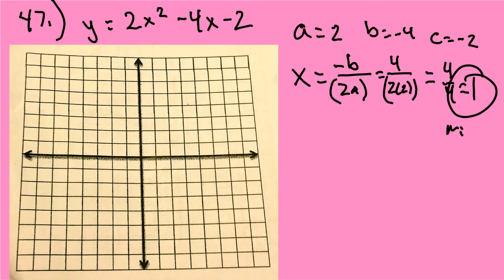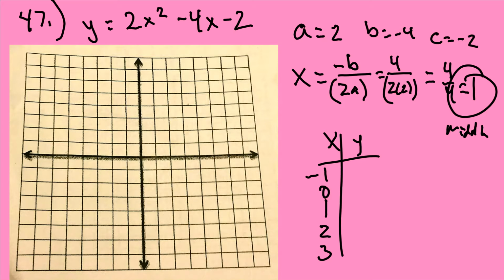That's the middle of my XY chart. So I make my XY chart. I put 1 in the middle. So I put 2 and 3 and 0 and negative 1. I plug in 0, automatically I get negative 2, which means I rainbow that over, so positive 2 is now negative 2. I plug in 1. 2 times 1 squared is 2. Minus 4 times 1 is 4. Minus 2. 2 minus 4 is negative 2. Minus 2 is negative 4. Now I'm going to plug in 3.